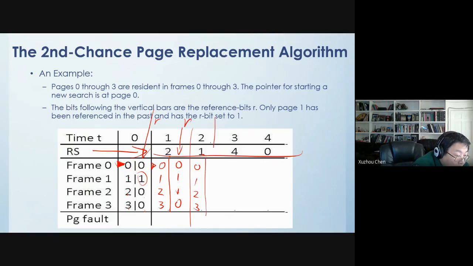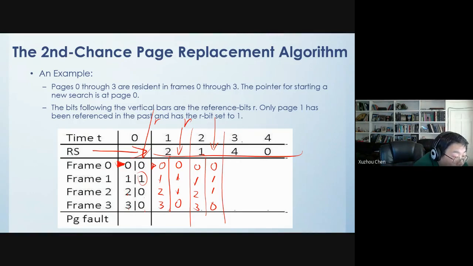However, the reference bit, page 0 is still 0. Page 1 is already 1, right? Page 1's reference bit is already 1, so it doesn't change anything. It doesn't really matter whether the page is referenced once or twice, because there's only one reference bit.